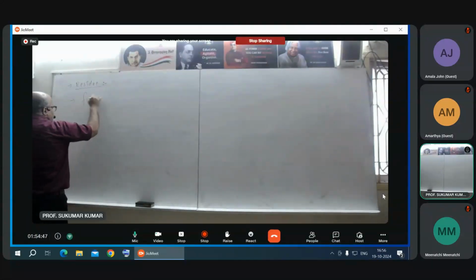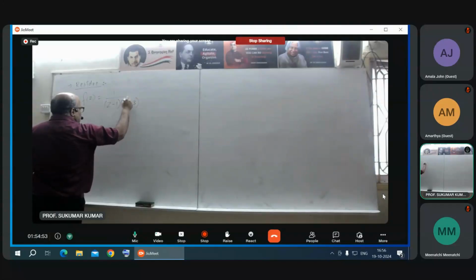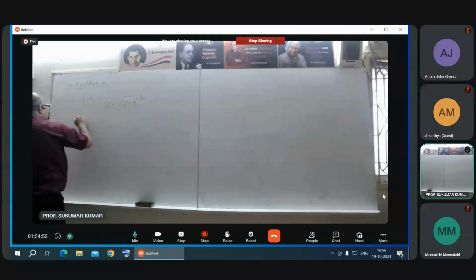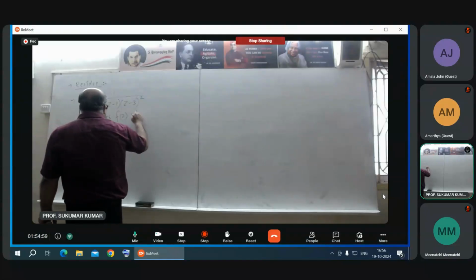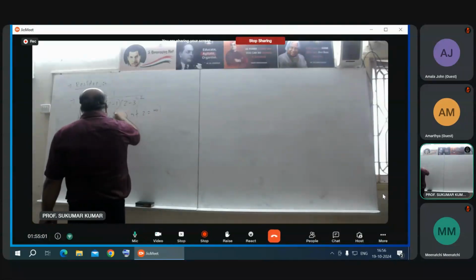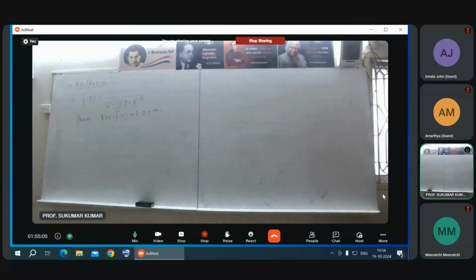Suppose f of z is 1 upon (z minus 1) into (z minus 3) whole square. Then they will tell, find residue of f of z at z is equal to infinity. Find, everybody. Residue at infinity is nothing. Just normally find at singular points and just addition and minus. Finish.